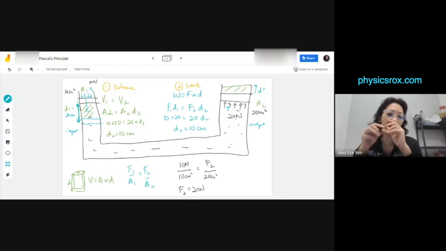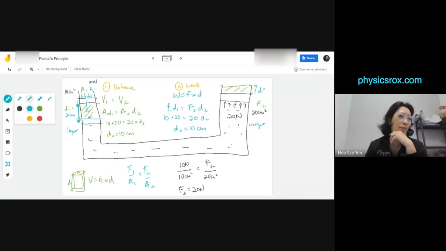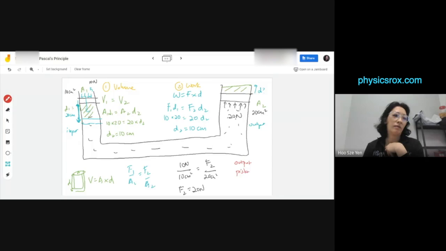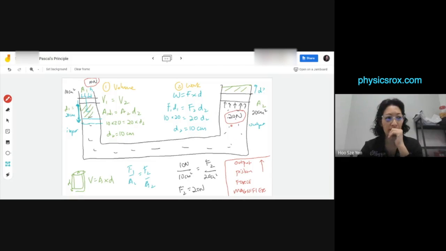Why I'm mentioning this, it's not in your syllabus. But remember that earlier I mentioned the word force magnifier. That's in your textbook, by the way. When the output piston is larger, this becomes a force magnifier because the force becomes much, much bigger, right? Like from 10 Newton, the 10 Newton has become 20 Newton. The factor now is 2. It's not in your syllabus. There's something else which is the opposite, known as a distance magnifier.